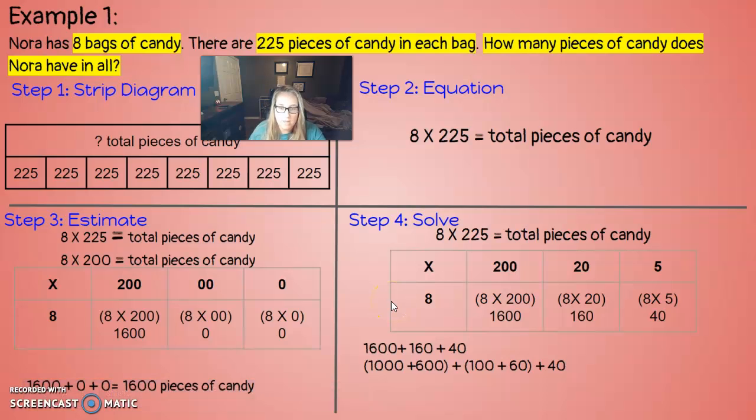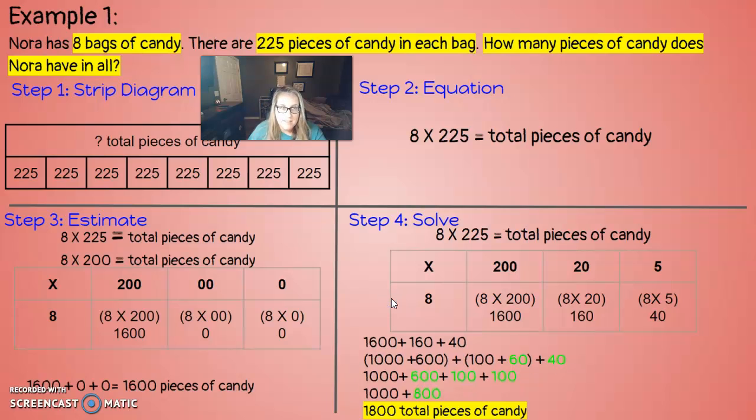Well, I'm going to start with the smallest place value first, which is my tens place. So I'm actually going to add 60 plus 40. Well, I know that 60 plus 40 equals 100. Then I'm going to add all of my hundreds. So I'm going to add 600 plus 100 plus 100. Well, that's 800. And then the last thing I have to do is just add 1,000 plus 800. Well, I know that 1,000 plus 800 is 1,800. So that means that Nora has 1,800 total pieces of candy.